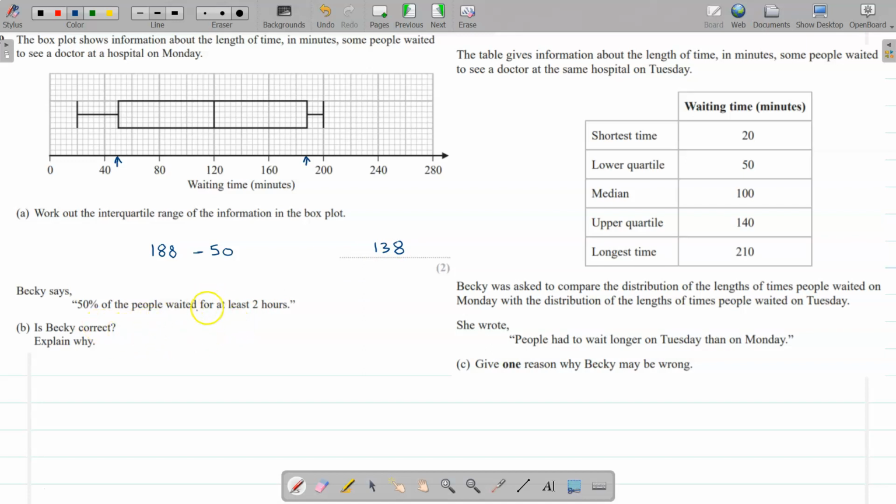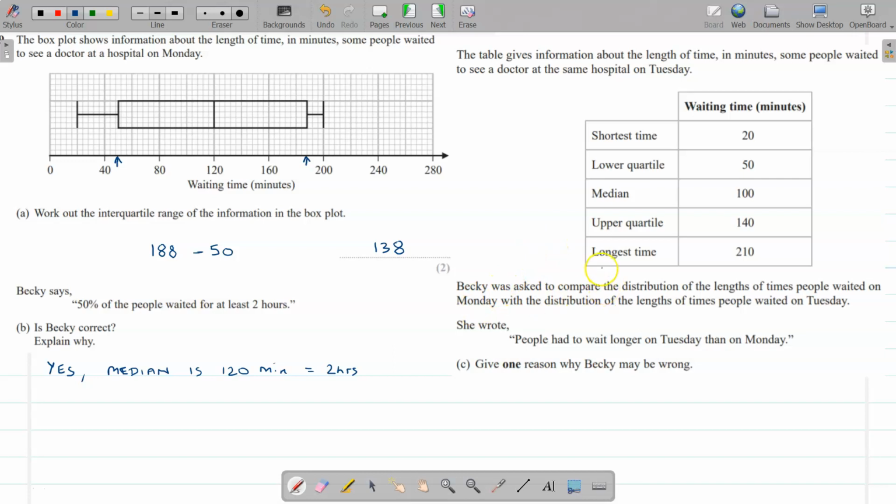Becky says 50% of the people waited for at least 2 hours. Is she correct? Well, you've got to answer the question first, yes or no. So the answer is yes, she is correct, because the median is 50%, right? The median is halfway through the data. So the median is 120 minutes, which is equal to 2 hours. And that's the best reason to give, the most obvious one.